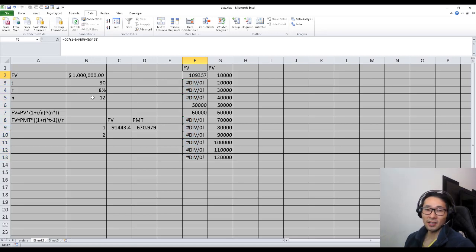Observe that I got this error dragging down the formula. You guys should already know why this happened. The reason is that I forgot to lock all these references here. So let's fix this error and now drag the formula again. And there you go, guys. This is the future value for different present values, considering all these other variables here. So T equals 30, R equals 8%, and N equals 12.